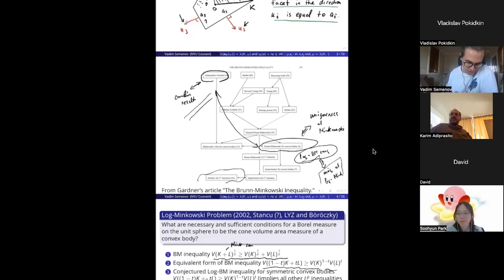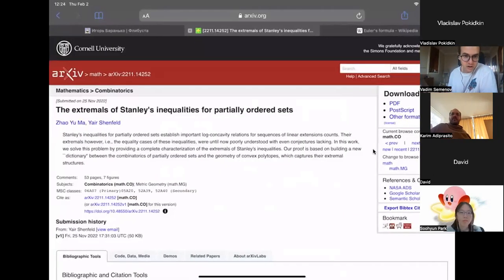Let me mention, by the way, this is the article about the Aleksandrov functional and the combinatorial reformulation of this, just because I mentioned it and I didn't have a reference. Okay, I will stop sharing.